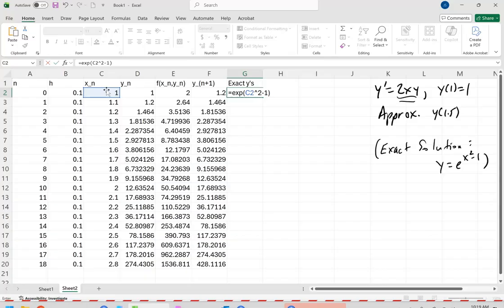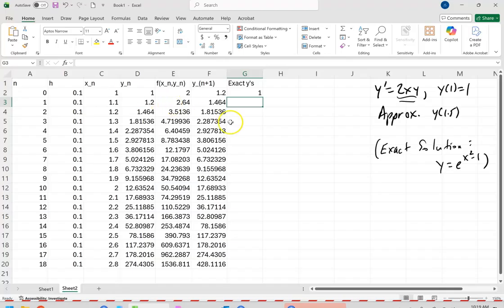Right? So there's 1. Now, of course, they're going to match. It was the exact solution at that point, right? We haven't used any tangent lines, correct? But now we should be able to pull this down and see some differences.